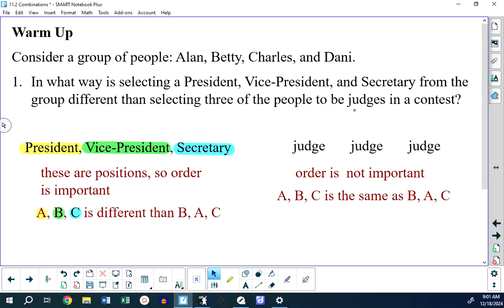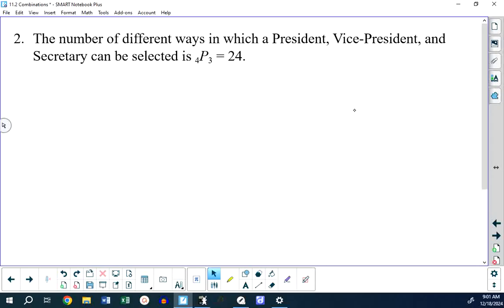So, in the first case, Alan is president, Betty is vice president, Charles is secretary. In the second, Betty is president, Alan is vice president, Charles is secretary. Whereas here, they're judges. You get the drift here? So, the number of ways in which we can select president, vice president, and secretary can be figured out.